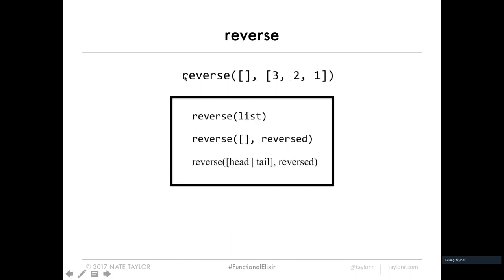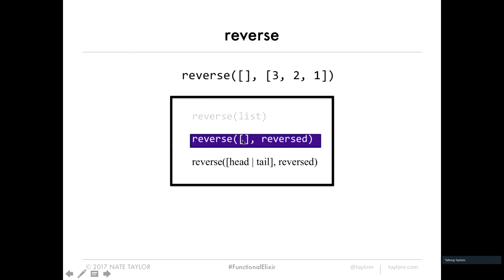And now what it says is, well, now I have reverse with an empty list and a list. And that doesn't match the first one because it has multiple parameters. But it does match this one because the empty list matches here. And so that was the beginning for me of recursion.